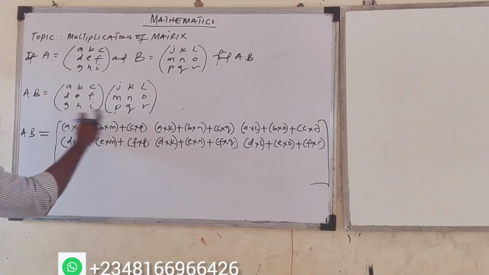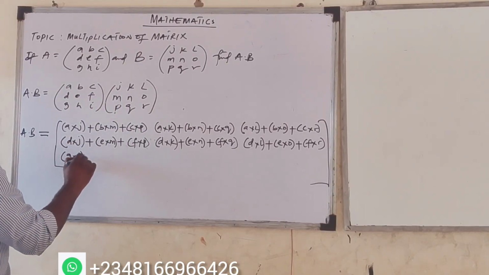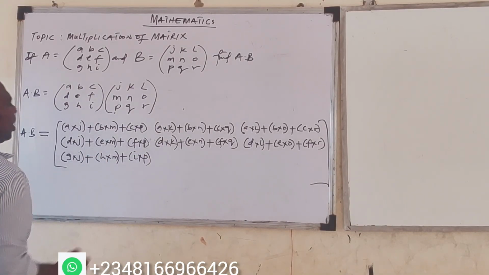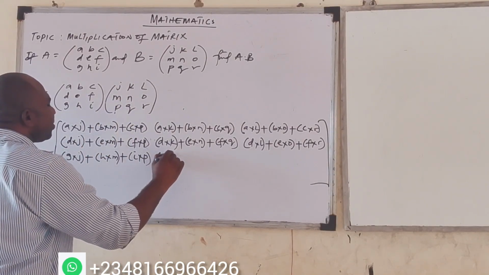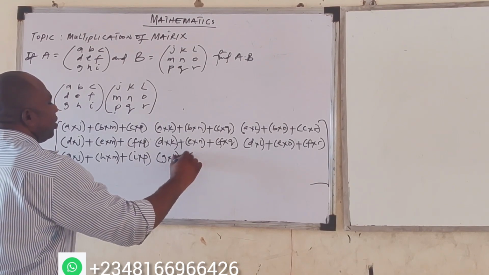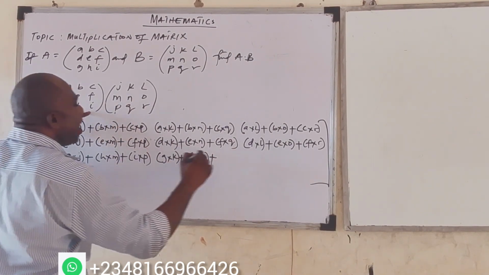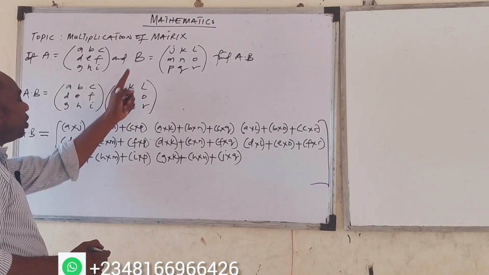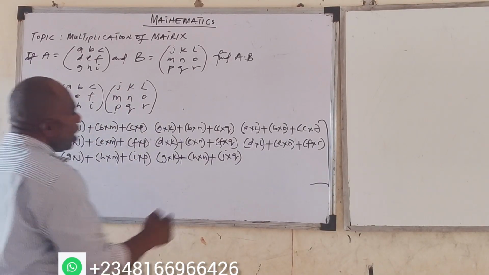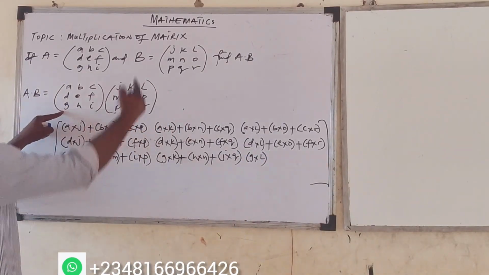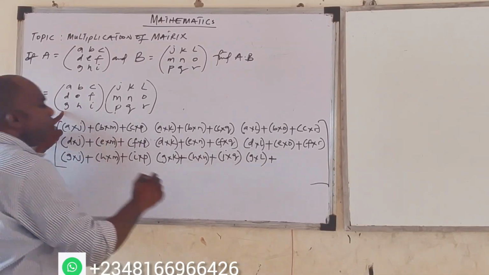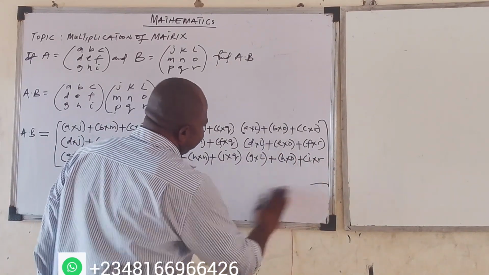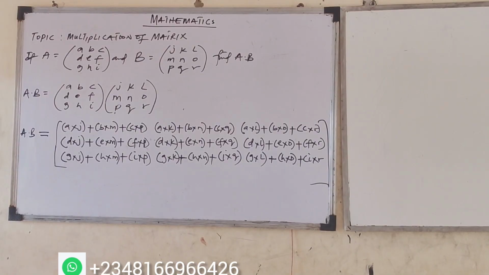Now you come down, the third row by the first column: G times J plus H times M plus I times P. Then the next one: G times K plus H times N plus I times Q. Then the last one is the third row multiplied by the third column: G times L plus H times O plus I times R. That's for a 3 by 3 matrix.